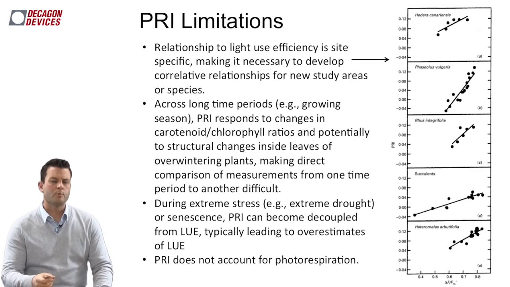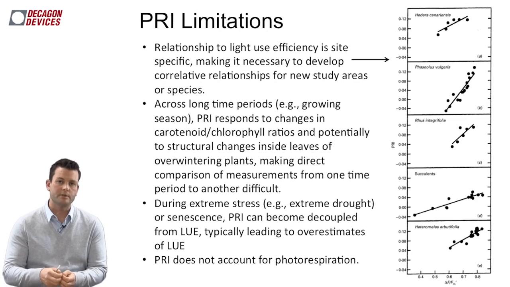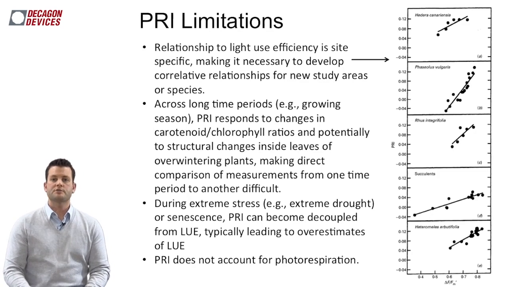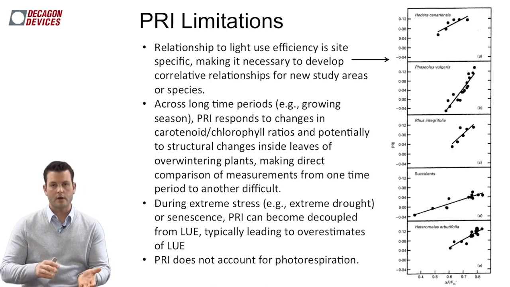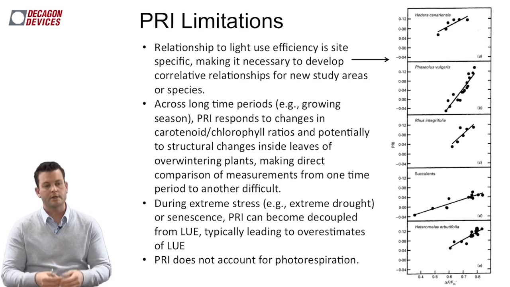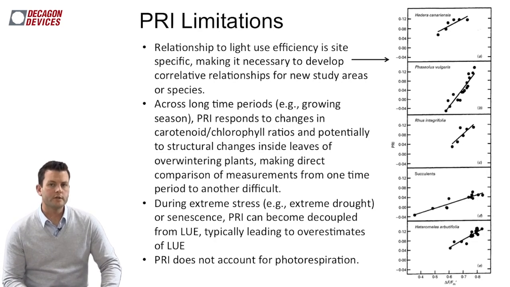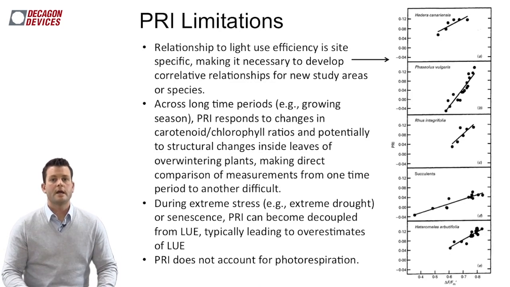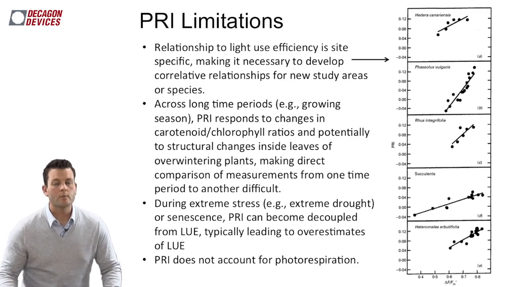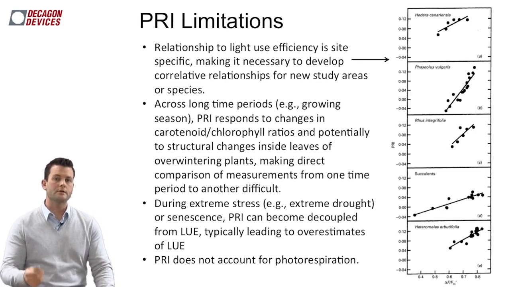The other thing that is important to bring up is that PRI and light use efficiency, it's been found that they tend to become decoupled, especially in extreme cases. So for example, in an evergreen ecosystem that's going through the spring-summer transition period, there's often a decoupling there. The other place that people have observed a decoupling is during really extreme drought. So we're dealing with trees that are on the verge of death, and PRI tends to break down in those situations. And most often the result is that PRI is overestimating light use efficiency. So again, caution is required there.